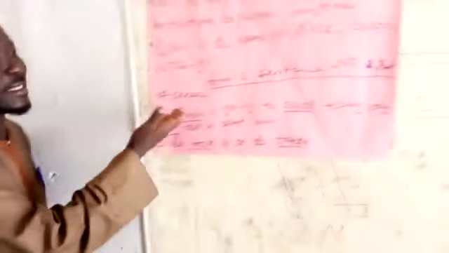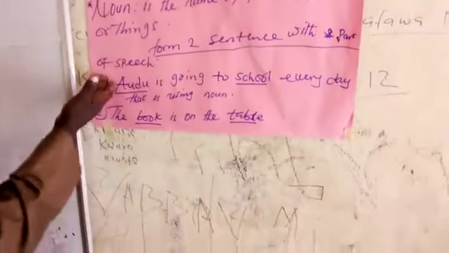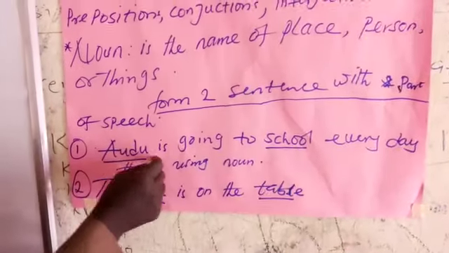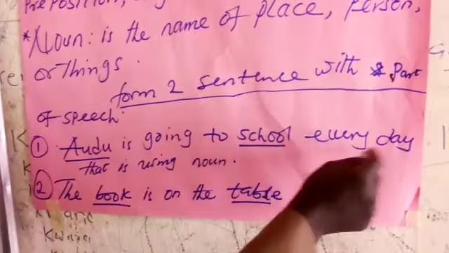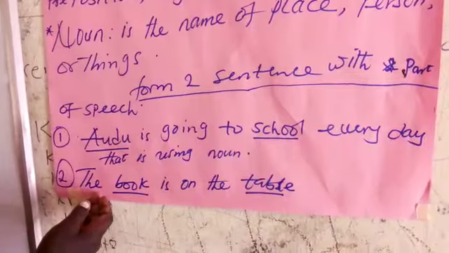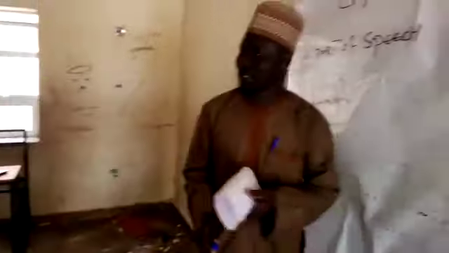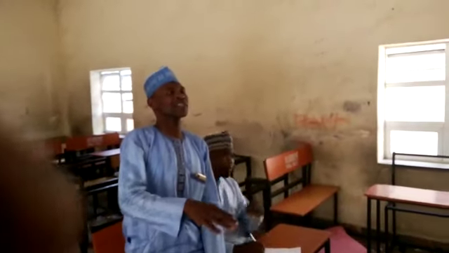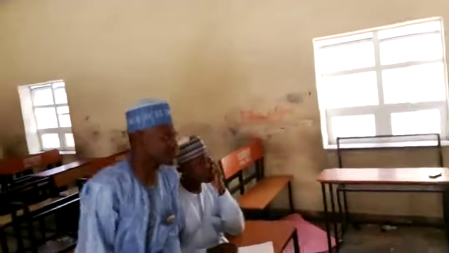Now an example in a sentence. We have two examples in sentences here. We have: Audu is going to school every day. This is an example sentence. Secondly, the book is on the table. These are two examples in a sentence. Please, can you tell me a good example of a sentence in English? Yes. We can say Mariam is going to market. Thank you very much. Sit down.